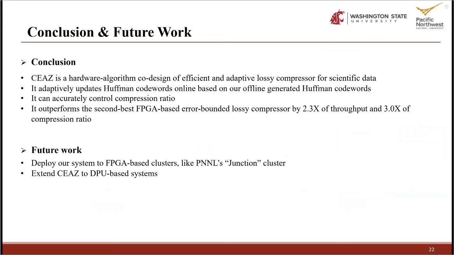Then I will talk about the conclusion and the future work. CEAZ is a hardware-algorithm co-design of an efficient and adaptive lossy compressor for scientific data. It can adaptively update the Huffman codewords. It can also accurately control the compression ratio. In future work, we plan to deploy our system to an FPGA-based cluster. And we also want to extend CEAZ to DPU-based systems.